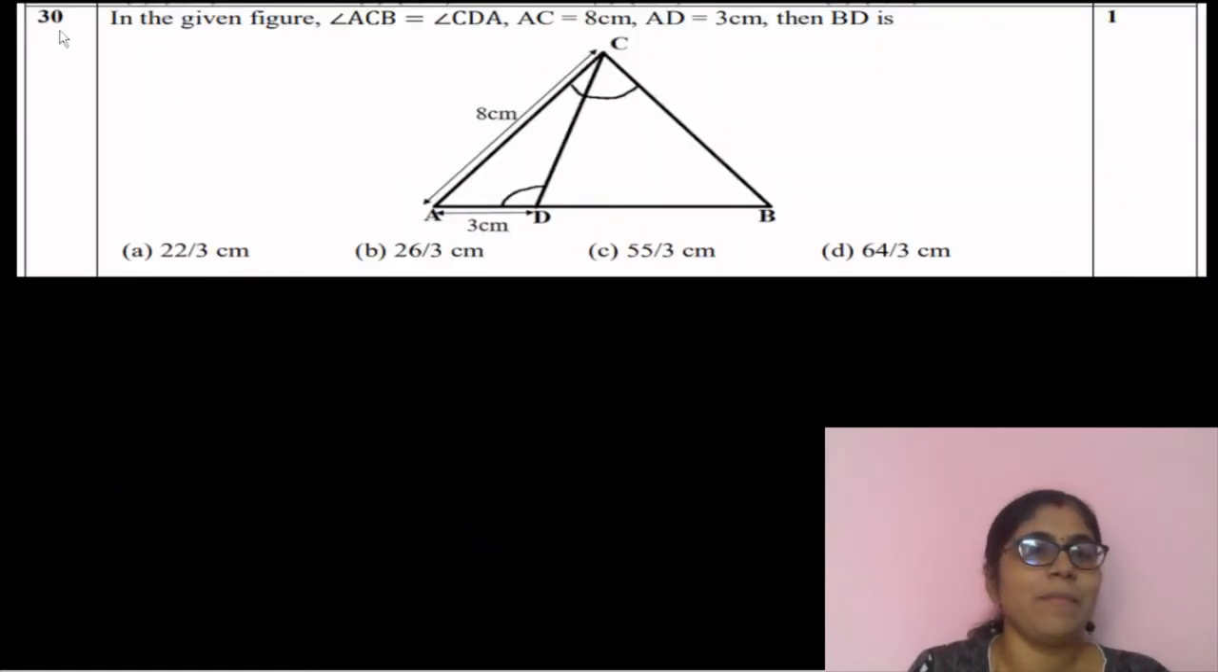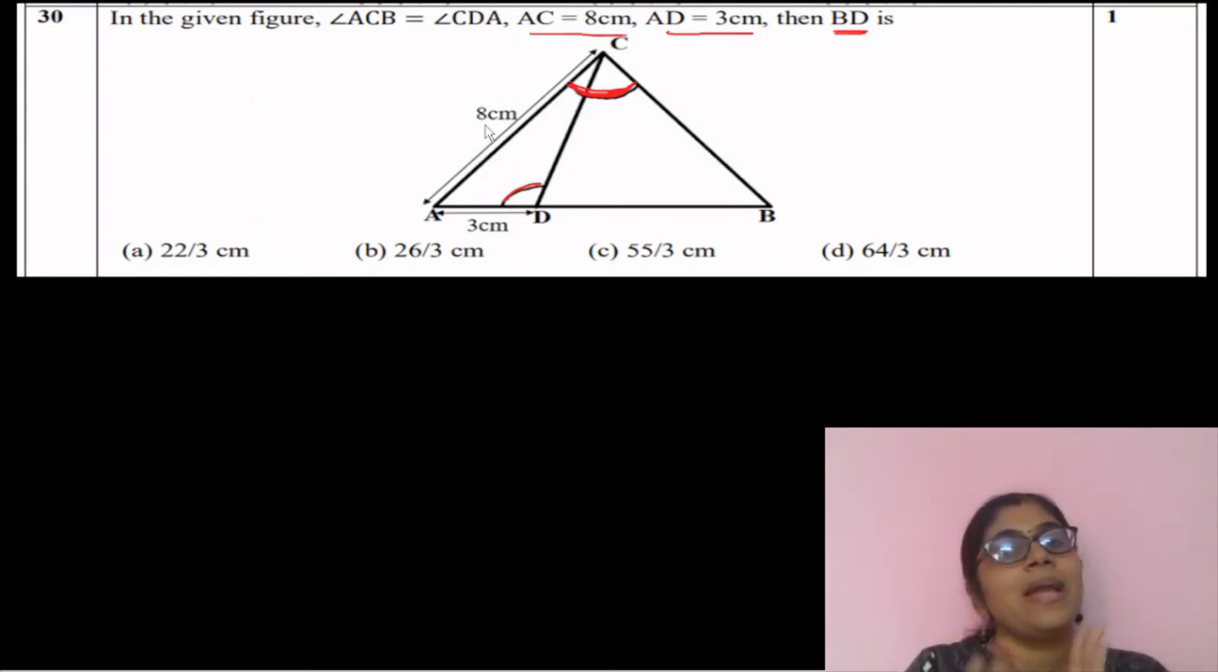Now question number 30. In the given figure, angle ACB equals angle CDA. AC is 8 centimeter, AD is 3 centimeter. Then we have to find out the length of BD. So two triangles are given and this angle equals this angle and two sides are given. So let's try to make two triangles similar.